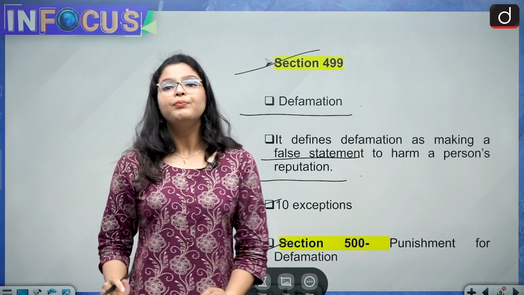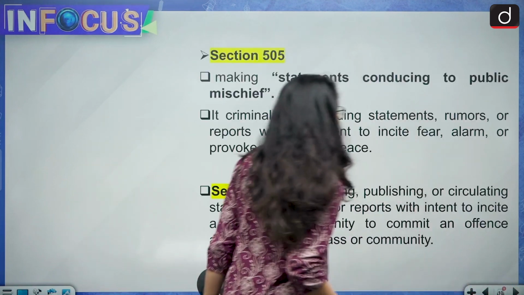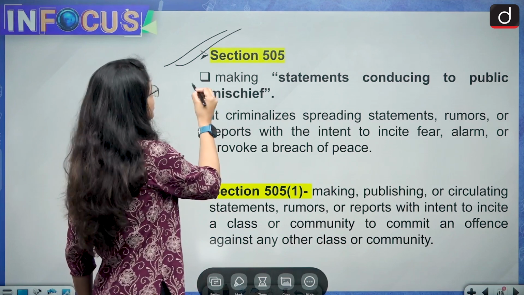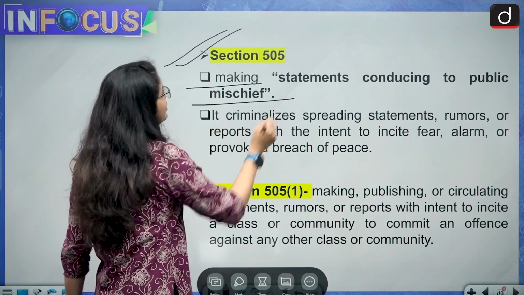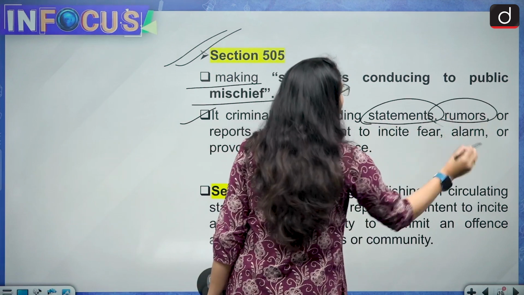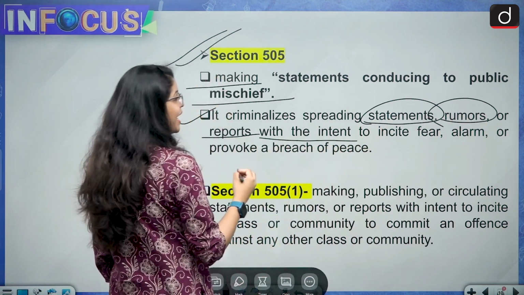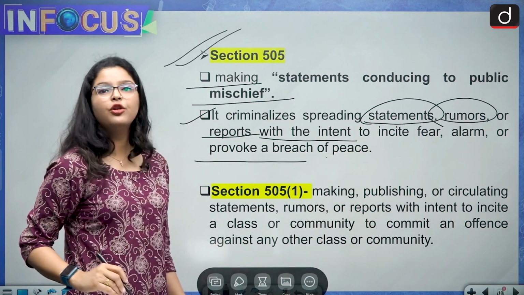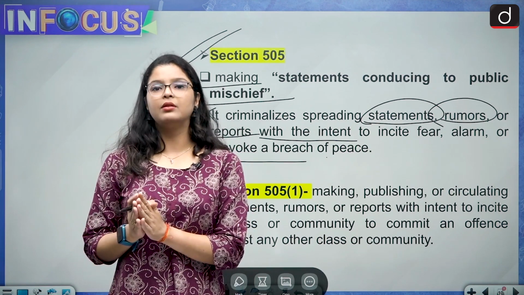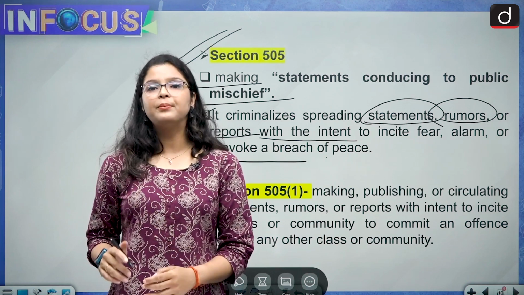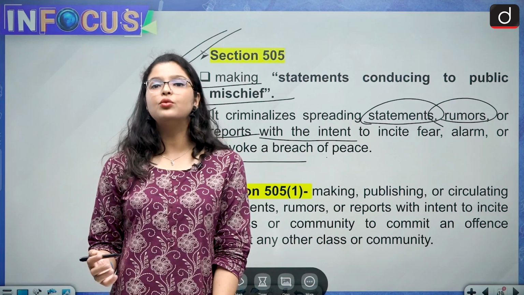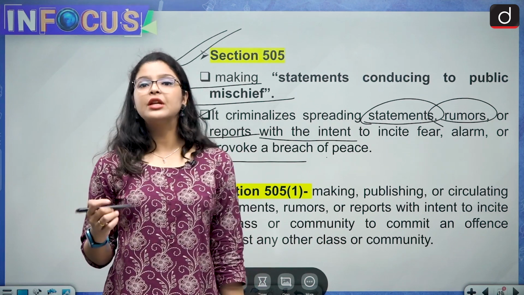Then there is Section 505, which is very important to curb hate speeches and fake news in India. It states about making statements conducing to public mischief, and it criminalizes spreading statements, rumors or reports with the intent to incite fear, alarm, or provoke a breach of peace. So Section 505 of our Indian Penal Code is often invoked when there is a breach of peace within a region. For example, or the statement is spread to incite fear. For example, if you see the violence case in Nuh, Haryana, Section 505 was invoked in that case as well.